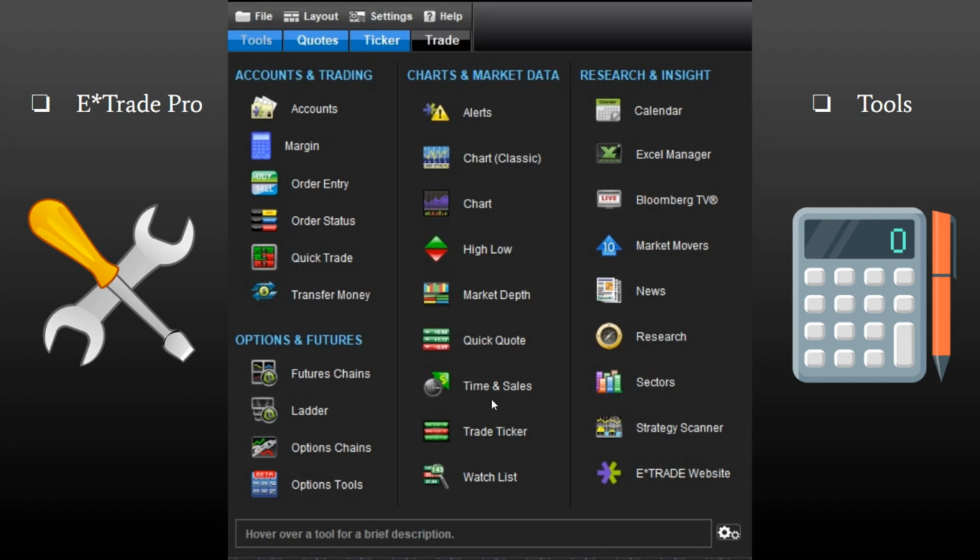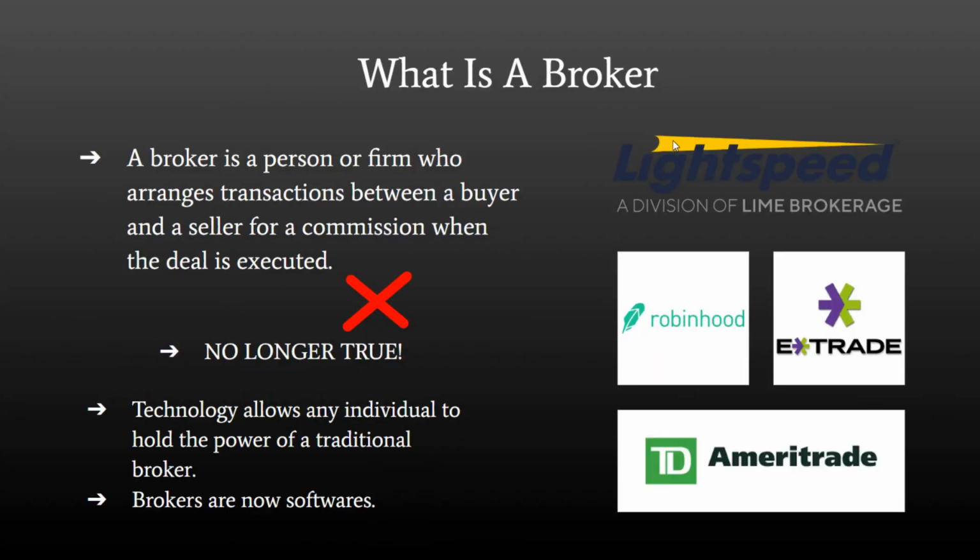There's an abundance of tools: time and sales, quick quotes, market depth, which is level 2. Again, we'll go over this in a future video. This is very important: time and sales and market depth, high-low tickers, margin. I want to believe Robinhood grants margin now, but I'm not sure. But margin or leverage is a multiple of your equity or buying power. eTrade does 2 times leverage, but there are some other brokers. For example, Lightspeed does 4 times leverage. But this broker does have a minimum deposit of $25,000.